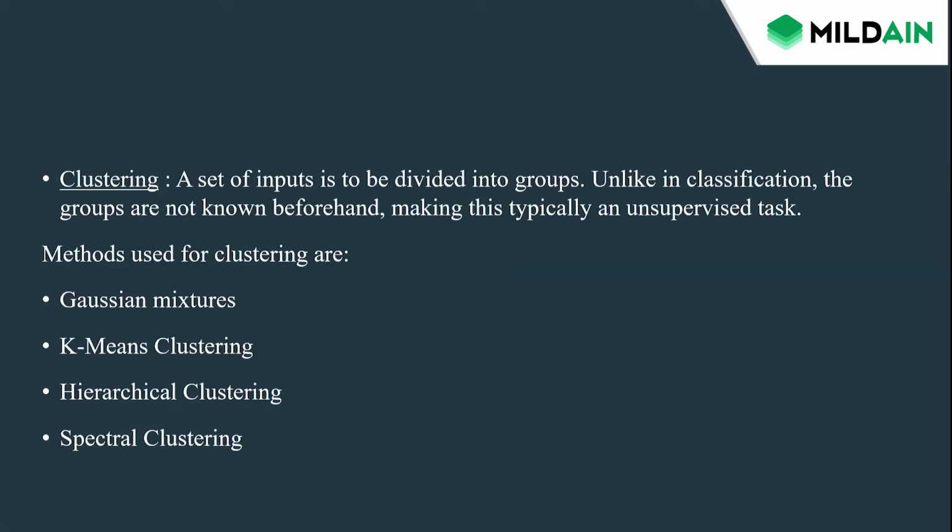So what are those methods? For clustering, we are using Gaussian mixture, K means clustering, hierarchical clustering, spectral clustering. There are different algorithms.